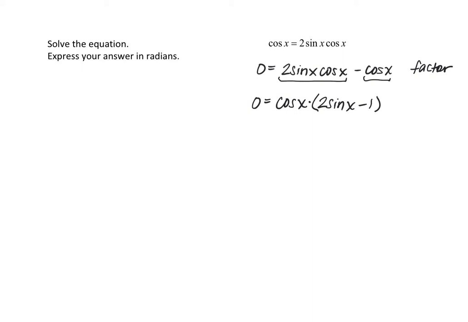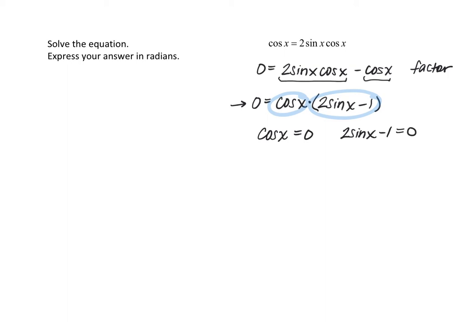Now that we have this in factored form, it is a product, it's multiplication, and because it's equal to 0, then we know that one of these two factors must equal 0. Either cosine of x is equal to 0 or 2 sine of x minus 1 is equal to 0. So that's called using the 0 product property. We're going to set each of those factors equal to 0, and then we solve these resulting equations.